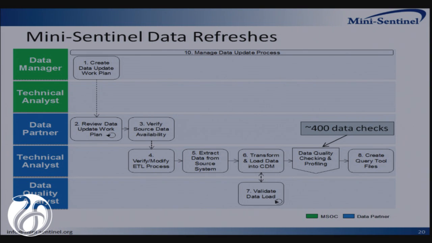means it's an iterative process that we go through, and we do about 400 data checks now on the data, and if the data doesn't check properly, then it has to go back again. So it's not a small process to do this conversion into common data model format. And the large data partners do this every 3 months or so. So it's an ongoing activity to create this resource.